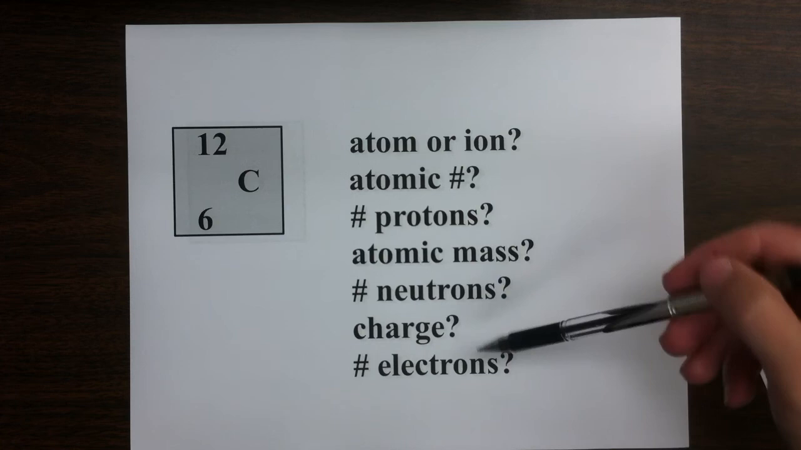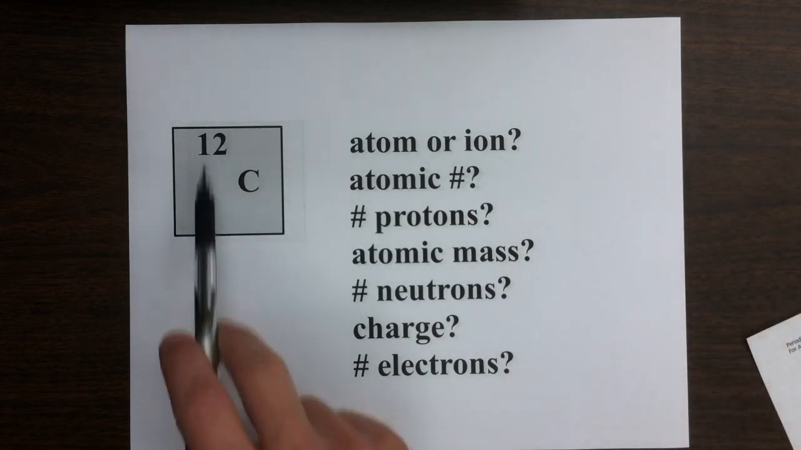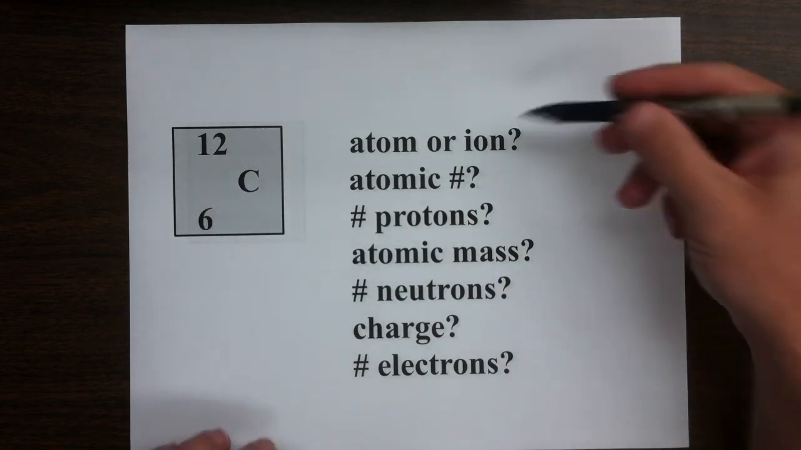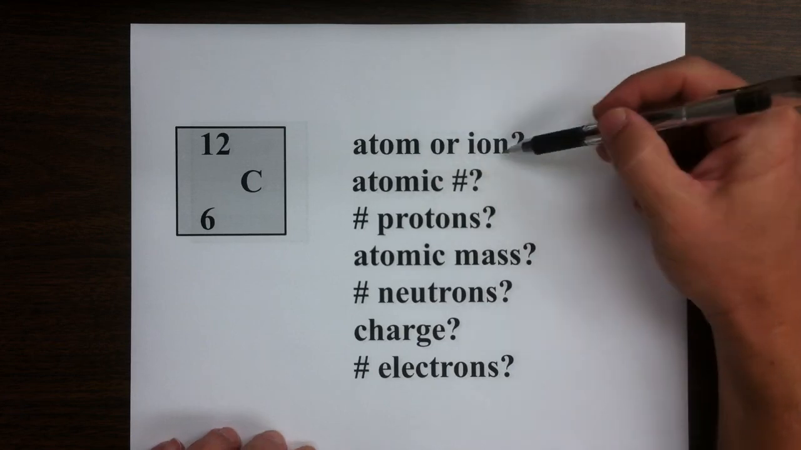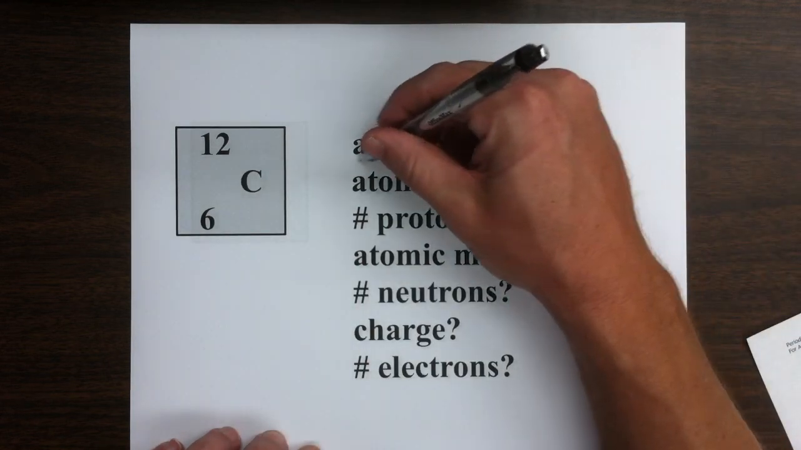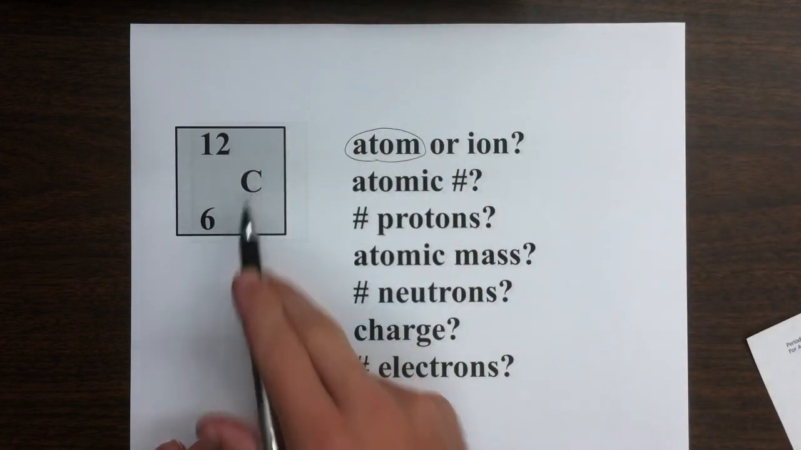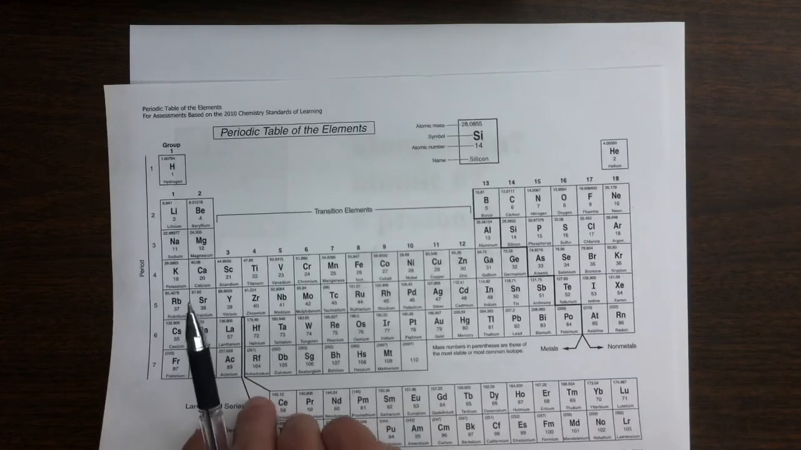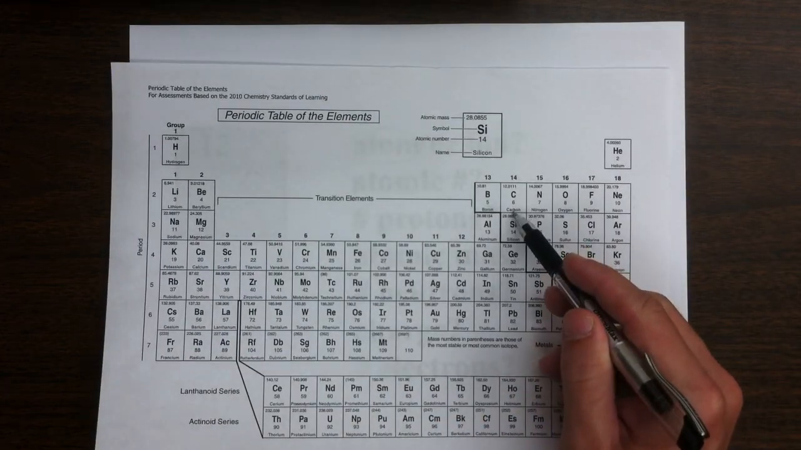So we're going to practice answering each of these questions based upon the symbol given. So we want to know if this is an atom or an ion. There's no charge listed here, so it's not an ion, meaning that this is an atom, and it happens to be an atom of carbon. You find C on your periodic table, and that's carbon.